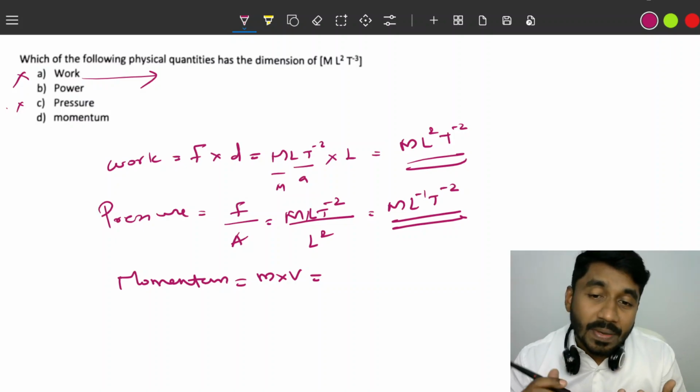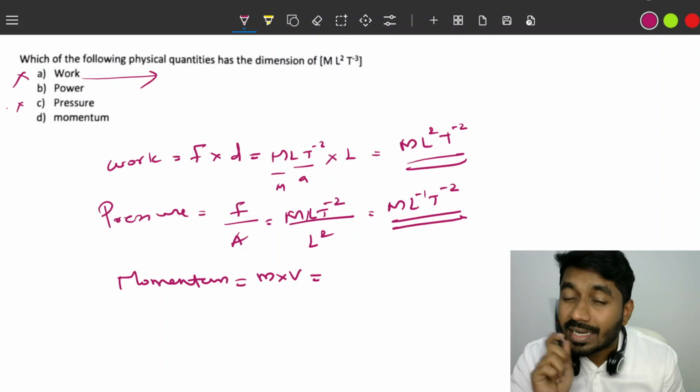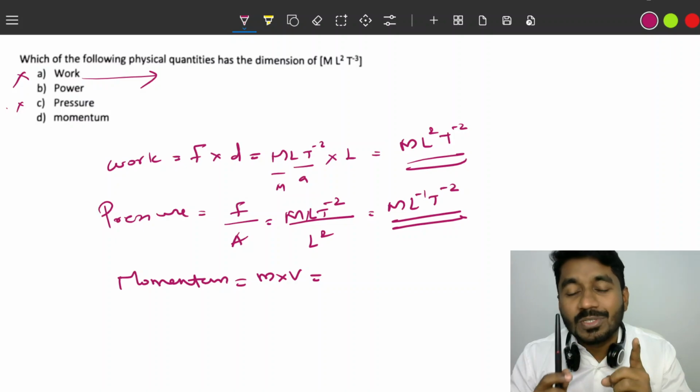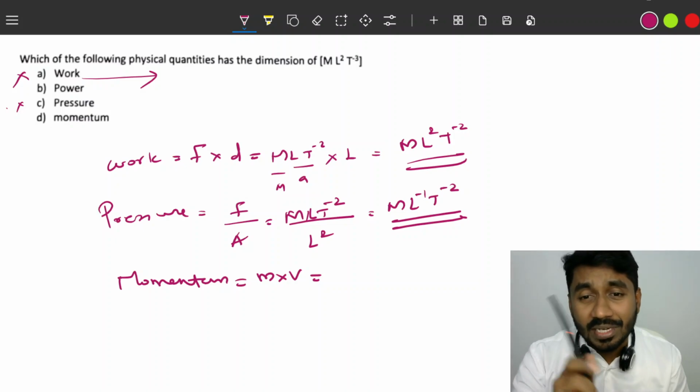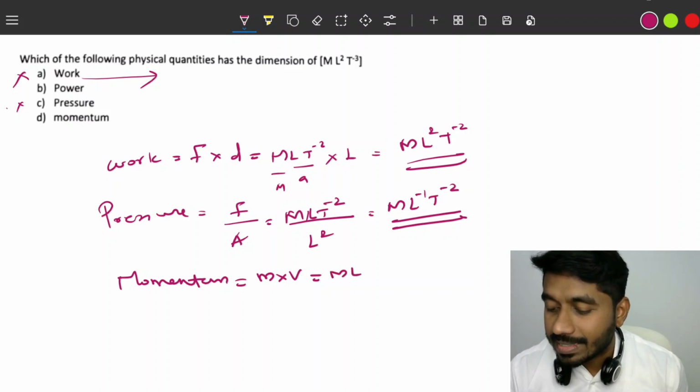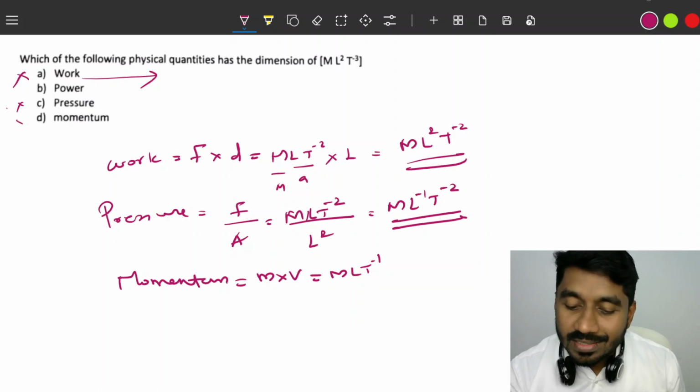So to get an impact, you have to hit me on my head with high speed, with a high mass object. So two physical quantities directly determine momentum: mass into velocity. So we can write directly ml t raised to minus 1. So these three are not the option.